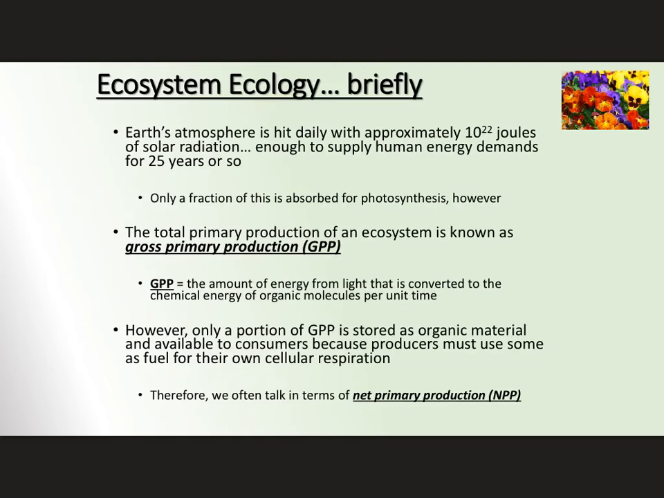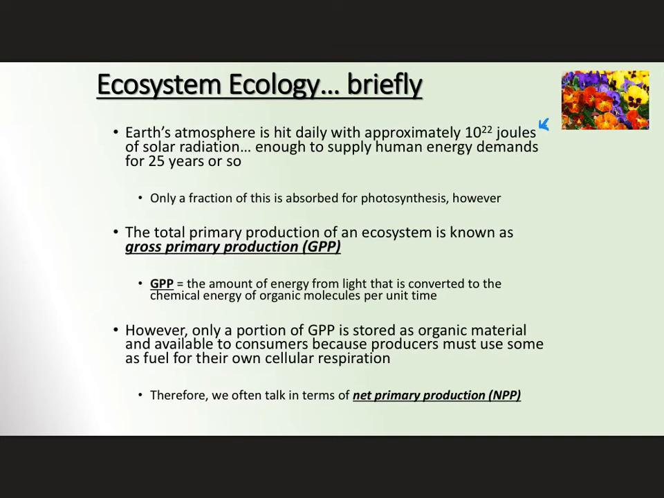Now, when we talk about ecosystems, they rely on producers, right? We rely on our autotrophs to absorb solar energy and convert that into a chemical form that we can actually use. Now, I thought this was kind of interesting from your book. The Earth, every day, is hit with 10 to the 22nd joules, a unit of energy, of solar radiation. And technically that amount of solar energy would be enough to meet human demands for about 25 years if we had a really efficient way to absorb it.